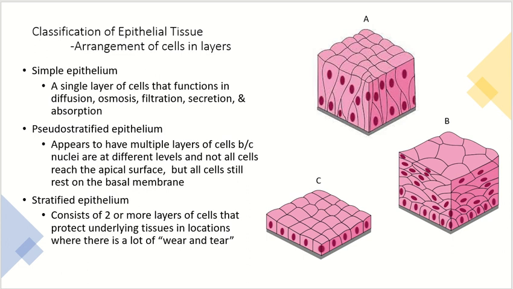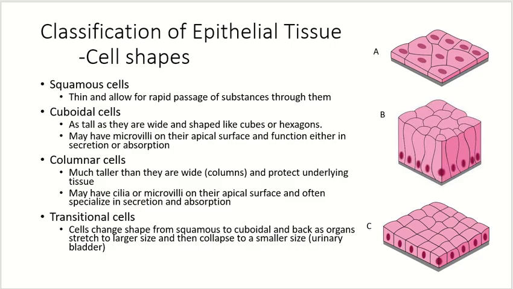And then last but not least, we have the stratified epithelium. All right, so if it's stratified, it means it's got layers. So a stratified epithelium is going to consist of 2 or more layers of cells, and these are going to be responsible for protecting any kind of underlying tissue. And this is going to be found in locations where we get a lot of wear and tear on tissue. So just extra layers are going to provide extra protection.